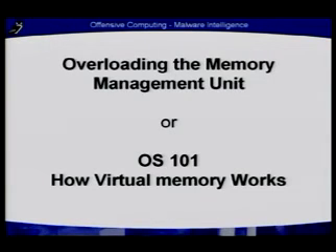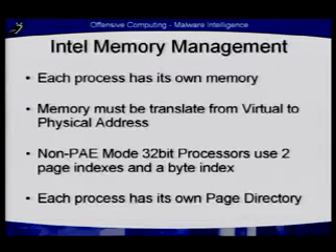This is kind of going to go into an OS 101, or how virtual memory works, to explain the process a bit. The Intel memory management has a system where each process has its own dedicated memory. Each address must be translated from virtual memory to an actual physical address, which corresponds to addresses inside a stick of RAM. Non-physical address extension 32-bit processors use a two-page index and a byte index. And each process has its own page directory.